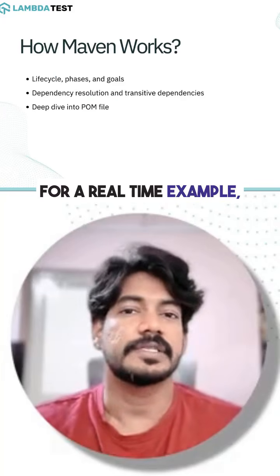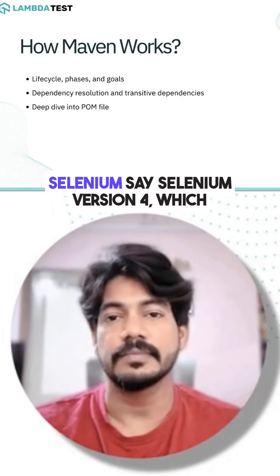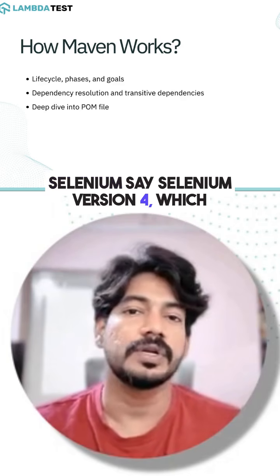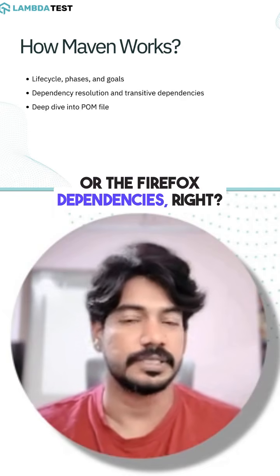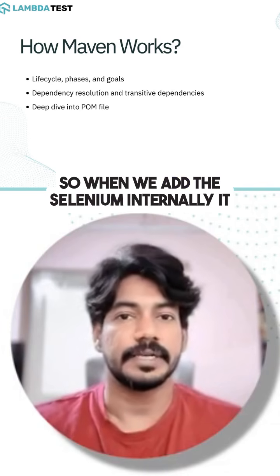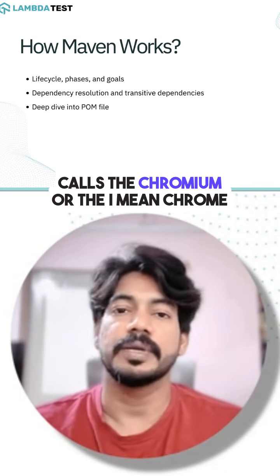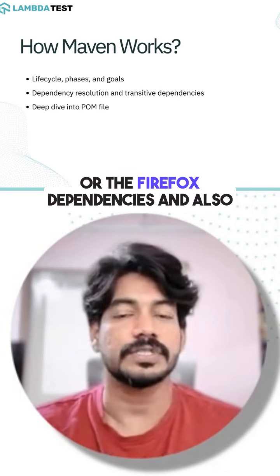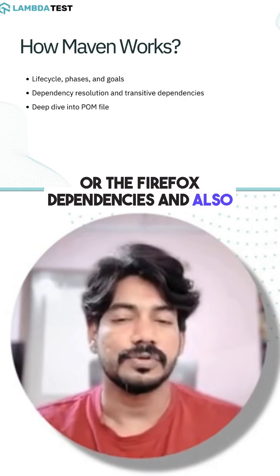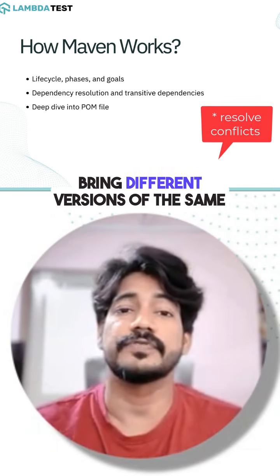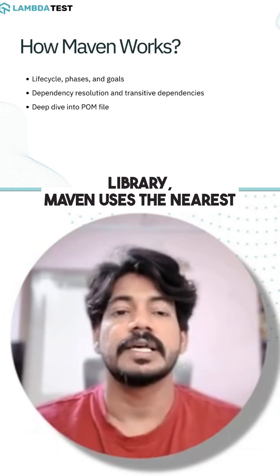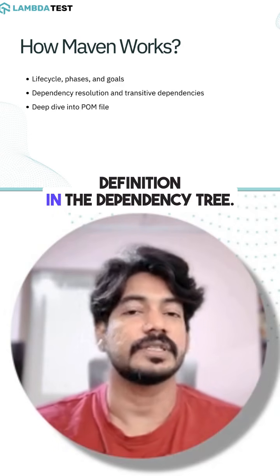For a real-time example, let's take Selenium. Let's say Selenium version 4, which internally depends on the Chromium or the Firefox dependencies, right? So when we add the Selenium, internally it calls the Chromium or the Chrome or the Firefox dependencies. And also it will handle conflict resolution. For example, if two dependencies bring different versions of the same library, Maven uses the nearest definition in the dependency tree.